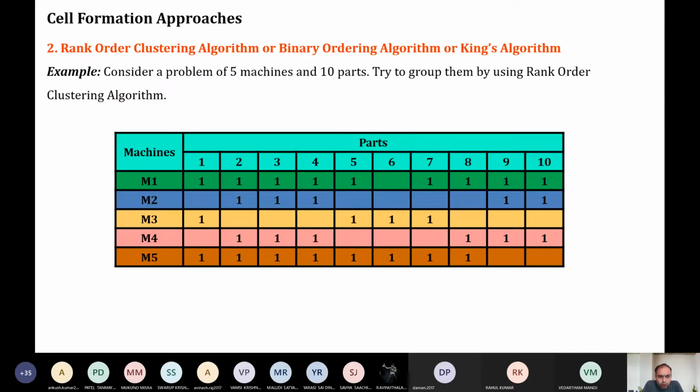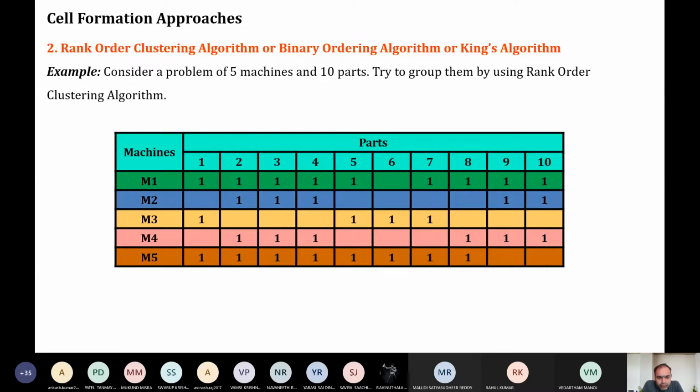Okay, the problem I have given. Imagine this is a matrix with two parts: one is machines and the other is parts. In this problem there are five machines. To differentiate the machines, I have given them different color coding for you to understand: M1 in green color and M5 in brown color. This will help you differentiate the rows.